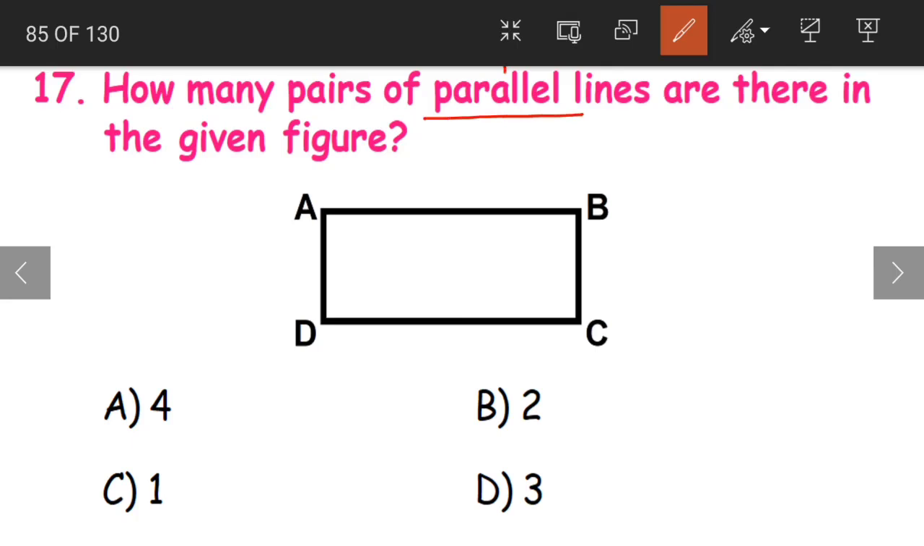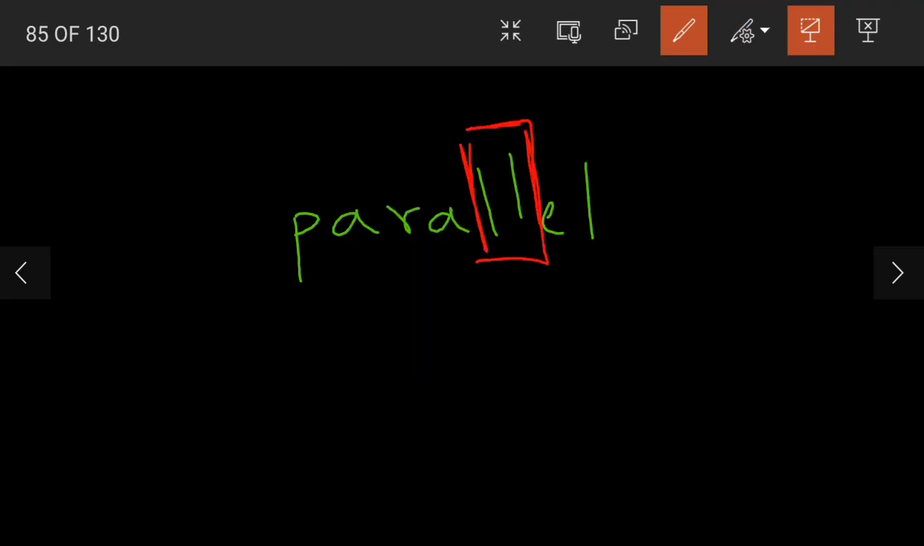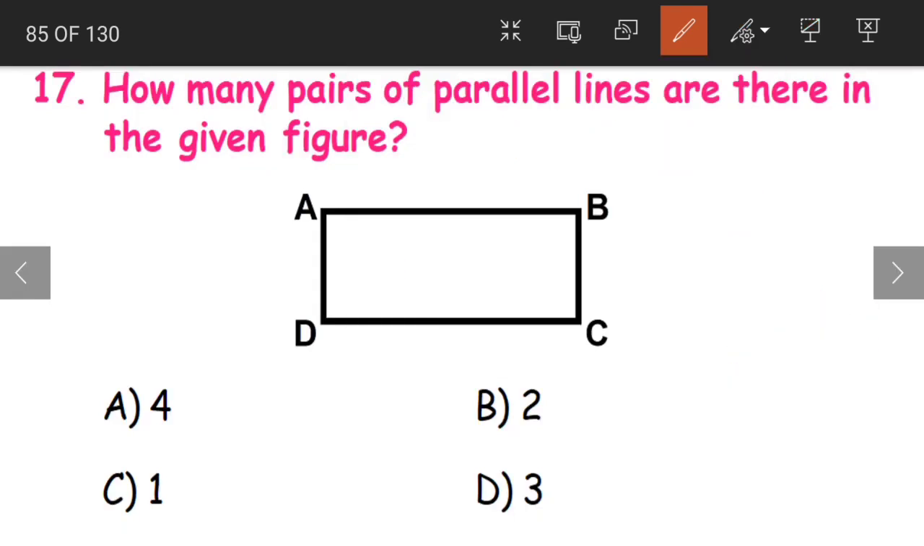See, parallel lines. Yes, you are having this word parallel. Now look at these two alphabets, L and L. They are like this. Whenever you find two lines which are opposite to each other and they do not meet, just like these two L's in the word parallel, they are called a pair of parallel lines. Is this clear, children? PARALLEL. Parallel lines do not meet each other.